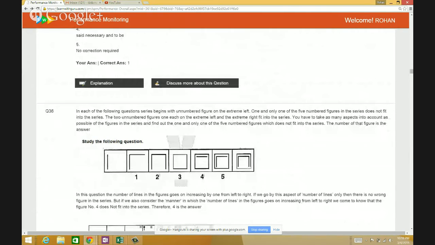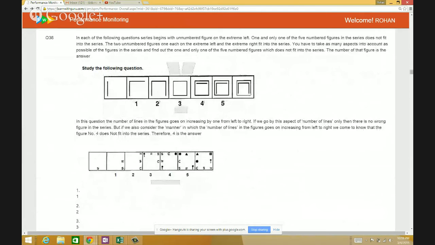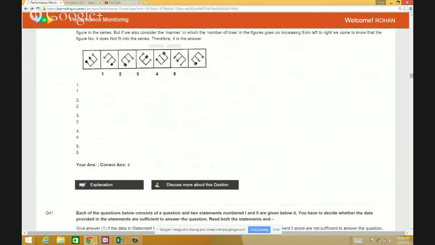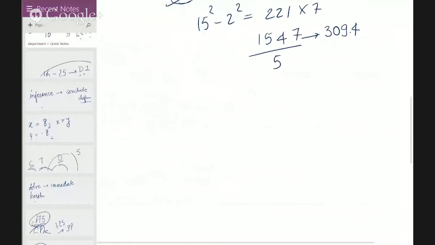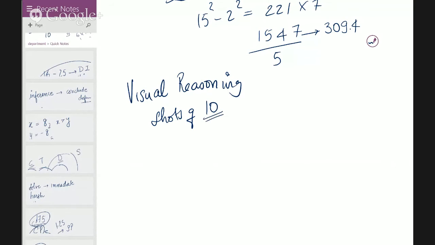Right, let's go to the next thing. So once I'm done with one DI, I may go to visual or I may go to RC, whatever I feel like, or I may go to a caselet. One more tip here: keep visual reasoning, don't do it at the end, don't do it at the start, but do it in shots of 10. Don't do it in shots of 5, because your mind has to be in sync with the entire thing. So always do visual reasoning in shots of 10.